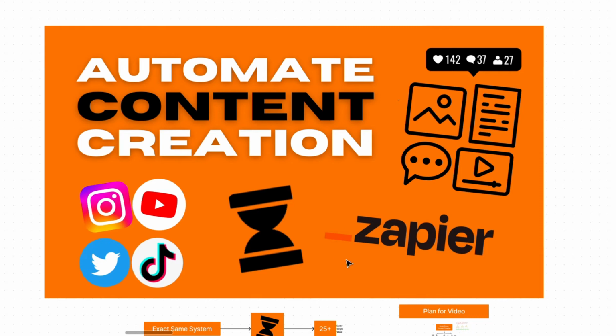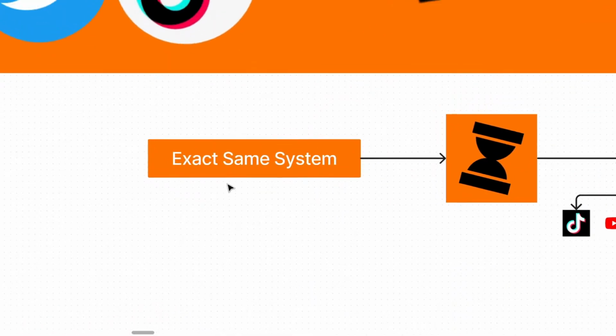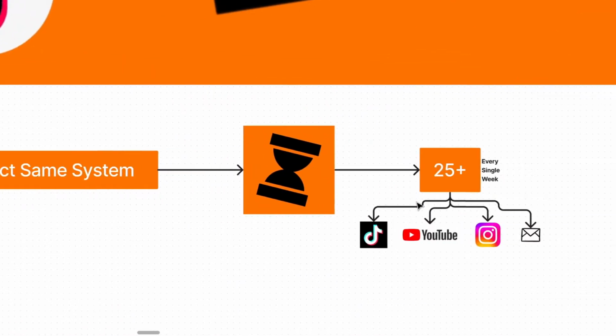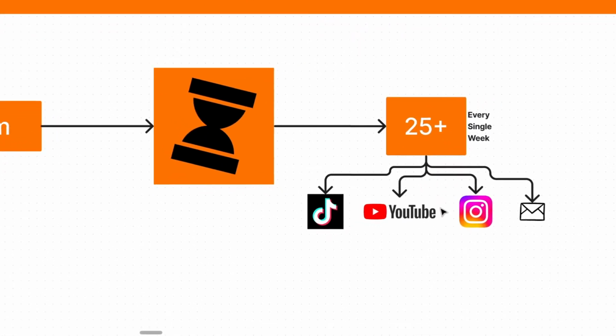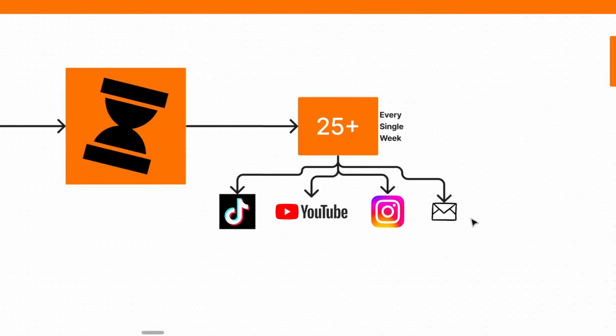Today we're going to be going over how you can actually automate your content creation. Now this is the exact same system that we use in Fluxomate to release over 25 different pieces of content every single week, whether that's on YouTube, TikTok, Instagram, or even on newsletter.